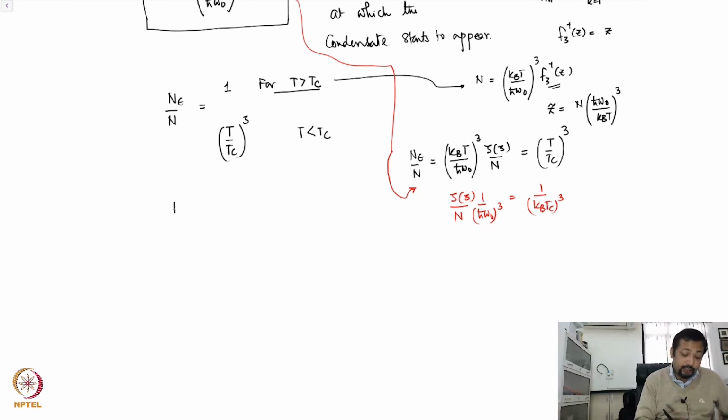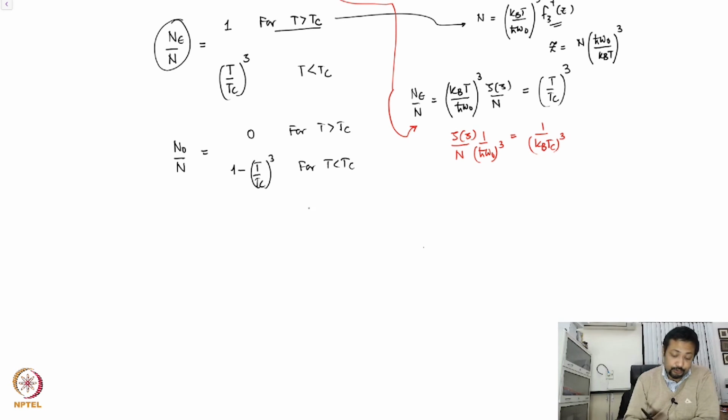For the ground state, N0 over N is going to be 0 for T greater than Tc, and it follows from this expression that it is 1 minus (T over Tc) whole cube for T less than Tc. So one can of course plot this now. As we did for the free particle case, we can plot this fraction of N_epsilon over N and N0 over N as a function of temperature. So this is my unity and this is my Tc.